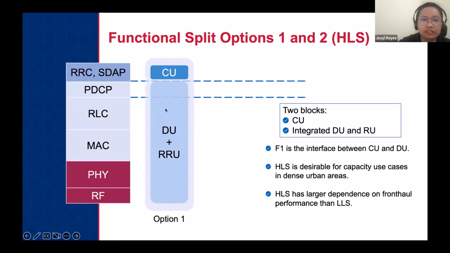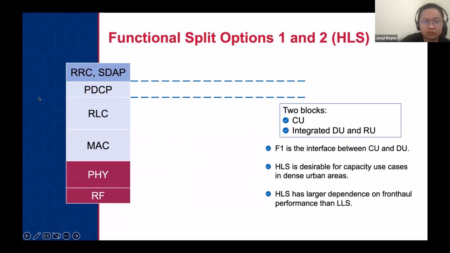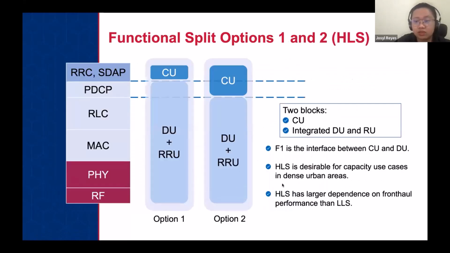Ganun din, similarly for option 2, ang pinagkaiba lang ni 1 at 2, instead of splitting it at layer 2 and 3, you are splitting it within layer 2 of the OSI model, between the RLC and PDCP. Okay, so if we go back dun sa kaninang slide, ano ba yung functions nun? Yan. Andito siya. So the IP header compression will be hosted at the CU, and then the segmentation and towards the lower is hosted at the integrated DU and RRU. So options 1 and 2 are high layer splits.